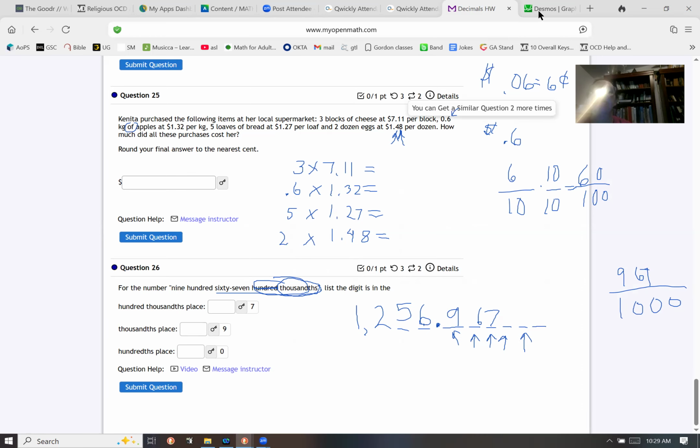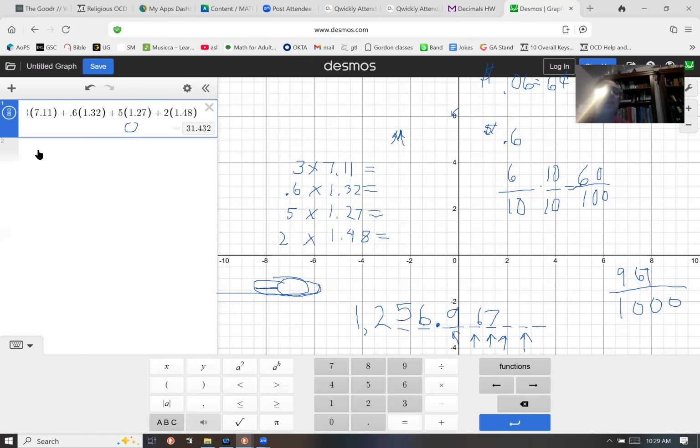When we put that into Desmos, we have 3 times $7.11 plus 0.6 times $1.32 plus 5 times $1.27 plus 2 times $1.48 is 31 and 432 thousandths. Now, if we're talking about dollars and cents, we need to round that to the nearest cent, which means the hundredths place. This 2 is below 5, so it tells us to leave the 3 the same. So our answer would be $31.43.